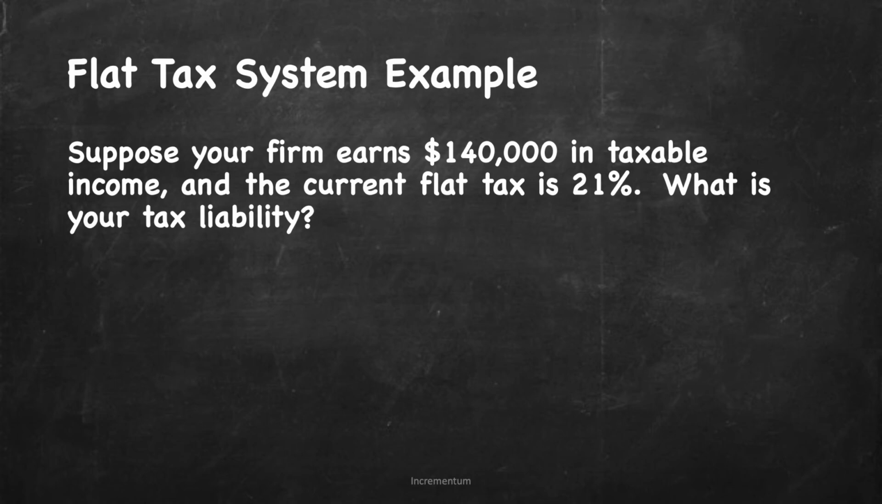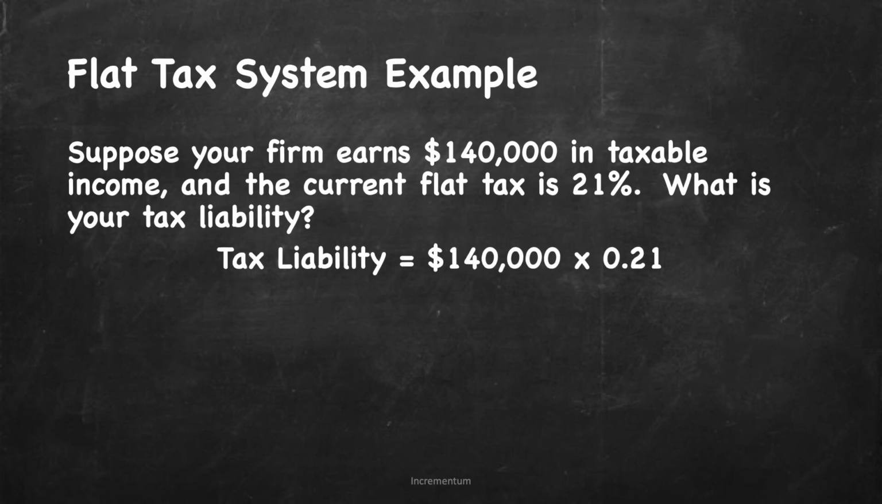Let's try the same example, but now in a flat tax system. Suppose your firm earns $140,000 in taxable income, and the current flat tax is 21%. What is your tax liability? This is much easier because the tax rate is flat at 21%, so you don't need a tax table. It's just $140,000 times the 21%. Of course, we'll convert to a decimal first, so $140,000 times 0.21, and that's going to give us a tax liability of $29,400.